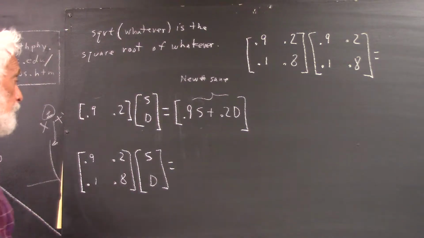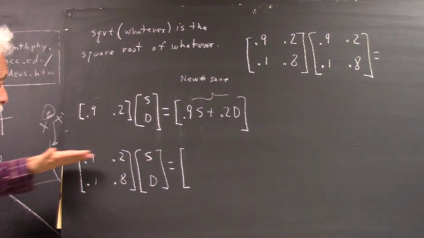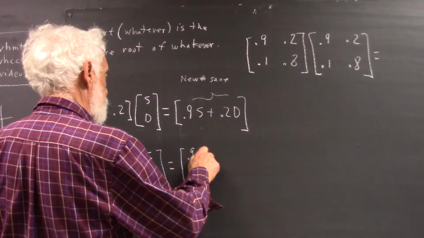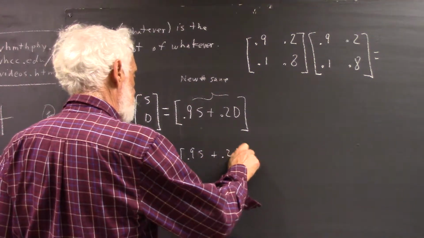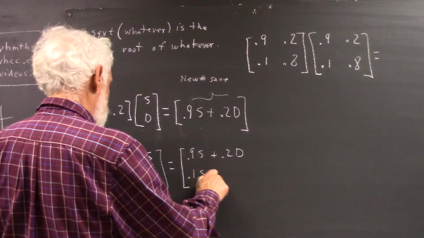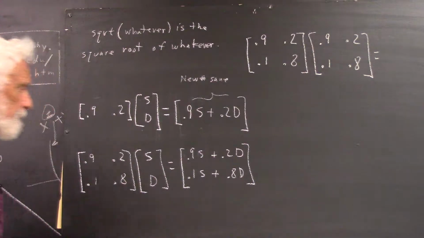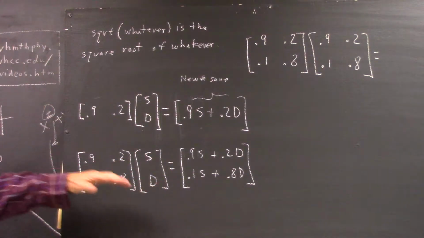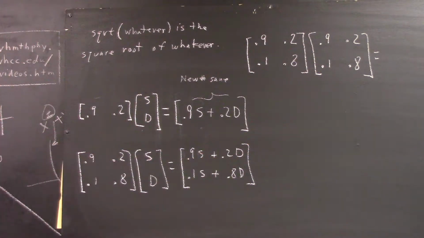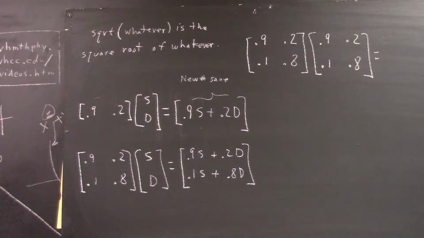So the way this multiplication comes out, I multiply the first row by this column and I get 0.9s plus 0.2d. I multiply the second row by the column, I get 0.1s plus 0.8d. The numbers in the first row multiplied by the column go in the first row. Numbers in the second row multiplied by the column go in the second row.